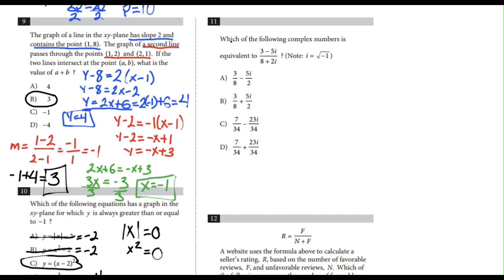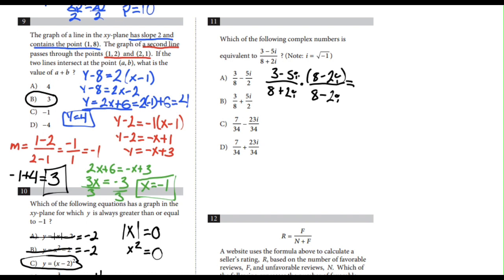Number 11. Which of the following complex numbers is equivalent to 3 minus 5i divided by 8 plus 2i? Whenever we have division with imaginary or complex numbers, what we need to do is multiply the top and the bottom by the conjugate of the bottom. So what does the word conjugate mean? All we're doing is we're getting this binomial complex number, and we're replacing the sign in the middle. Instead of 8 plus 2i, we're going to multiply top and bottom by 8 minus 2i.